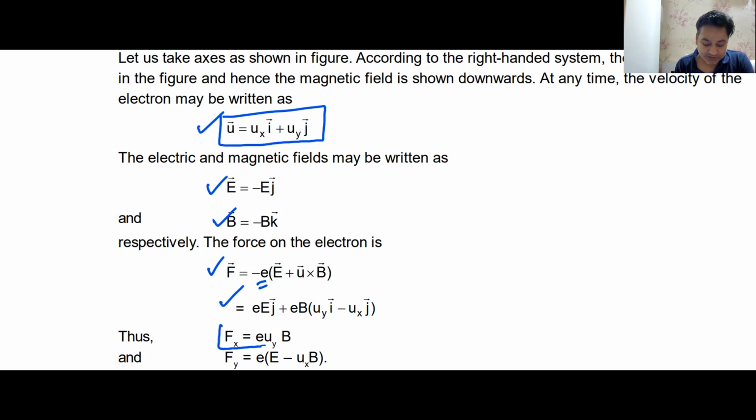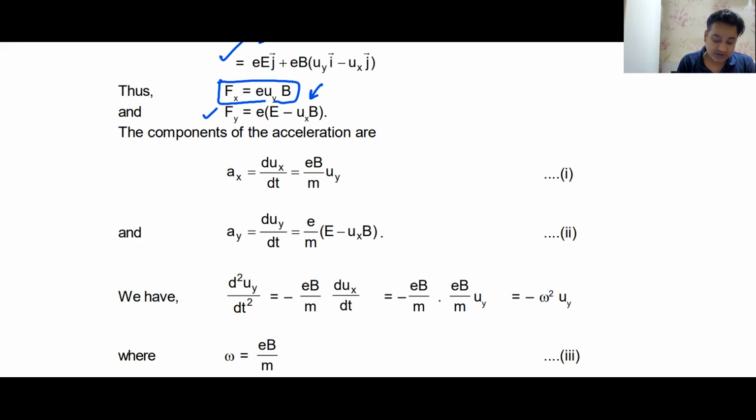If I look at the x component, it has velocity along y. If I look at the y component, it has velocity along x, and that is the problem in solving this question. Once I get the forces, I can divide these forces by mass, and I will get the acceleration along the two axes. Acceleration along x will be eB by m into uy. Acceleration along y will be e by m into (E minus ux B).